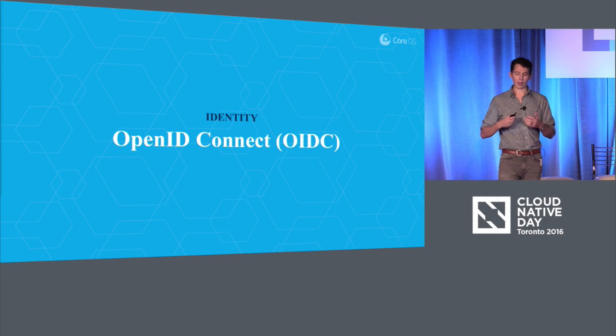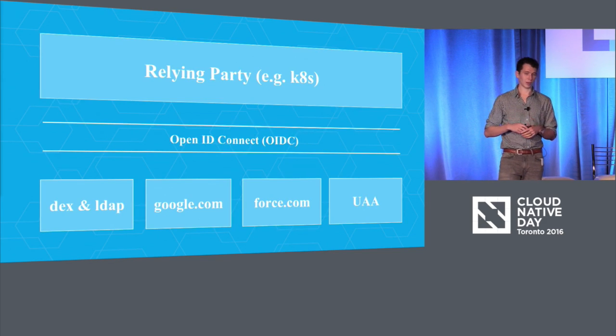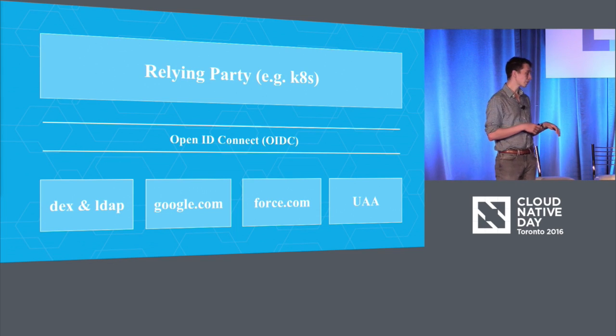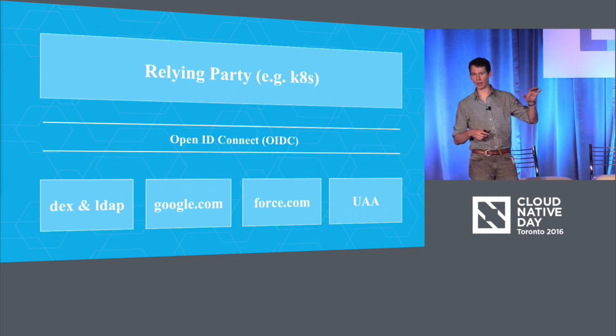And so identity with OpenID Connect is something that we brought into Kubernetes, and we're starting to see emerge as well inside of Cloud Foundry and lots of other different projects. And the basic architecture is that there's a relying party, say Kubernetes in this case.